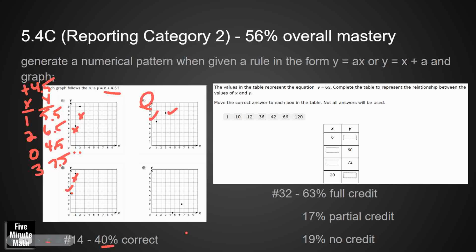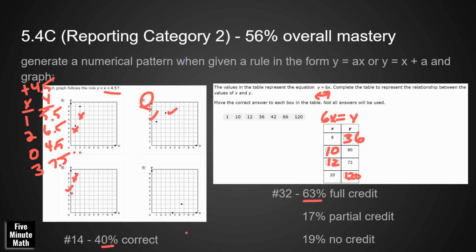And on this one, y equals 6x. So I'm just going to flip this around. Watch this. I'm going to make 6x equals y. So 6 times x. So 6 times 6 is going to make 36. 6 times what makes 60? 6 times 10 makes 60. 6 times what makes 72? That's 12. And then 6 times 20 is 120. So these are my 4 answers here.